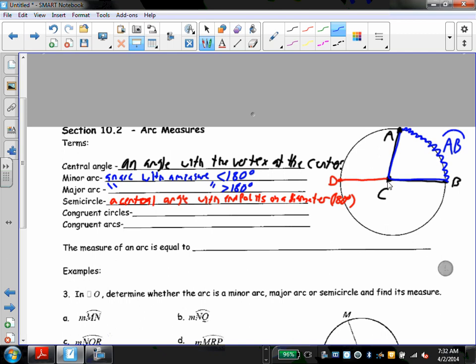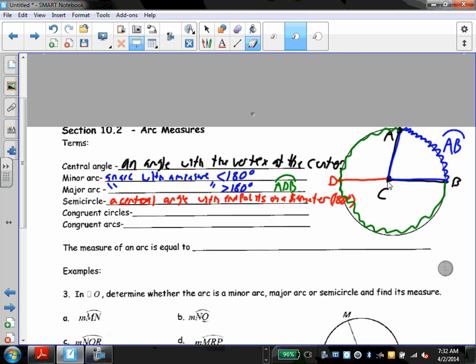An example of a major arc here would be if we had arc, and you can sometimes use three letters to describe arcs. You can really do two or three depending on what you're trying to do. But if you look at arc ADB, the rest of the circle, arc ADB would be a major arc. You can see how it's more than the semicircle. It's bigger than 180 degrees. So that's good.